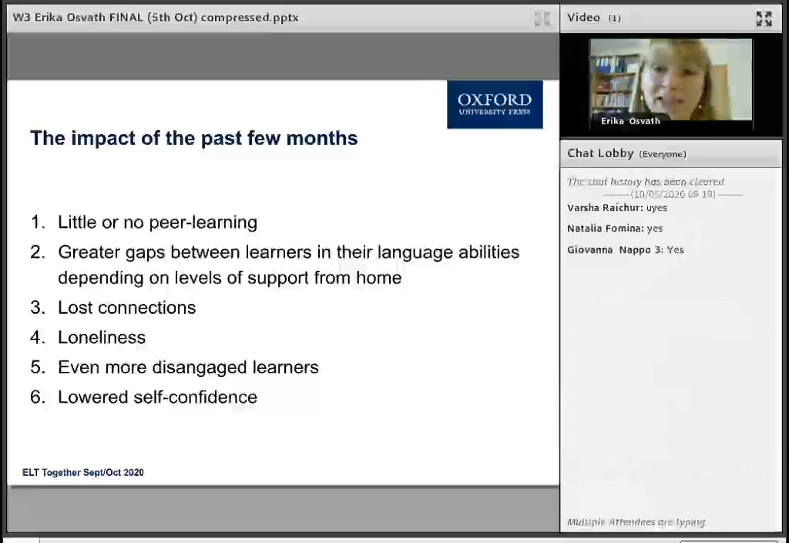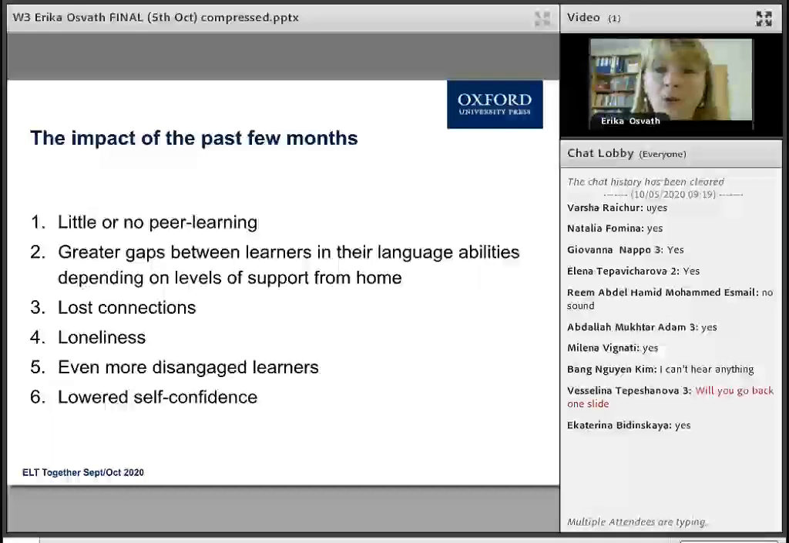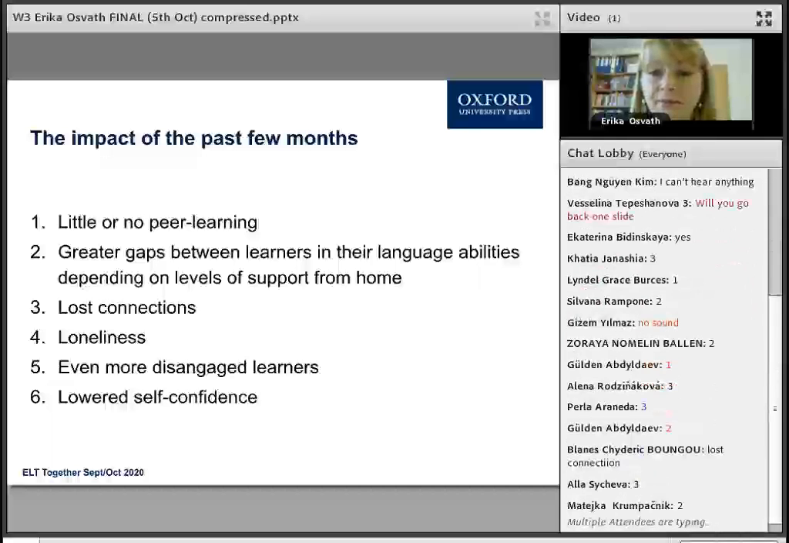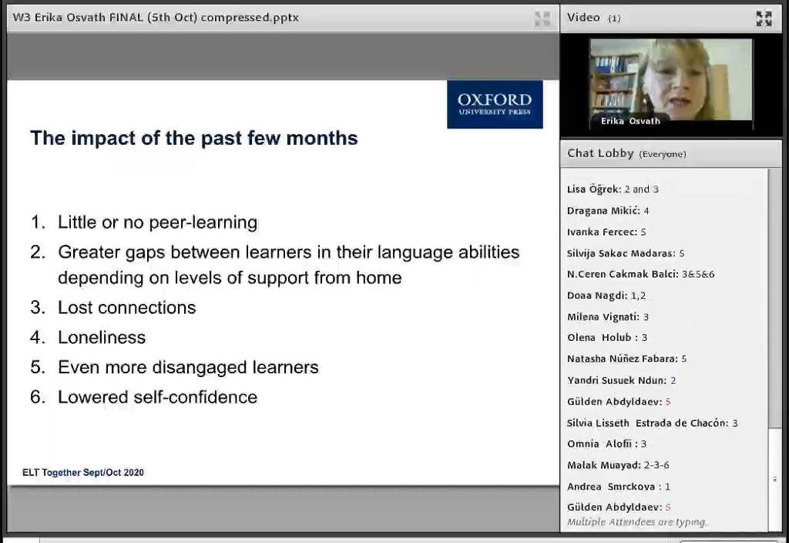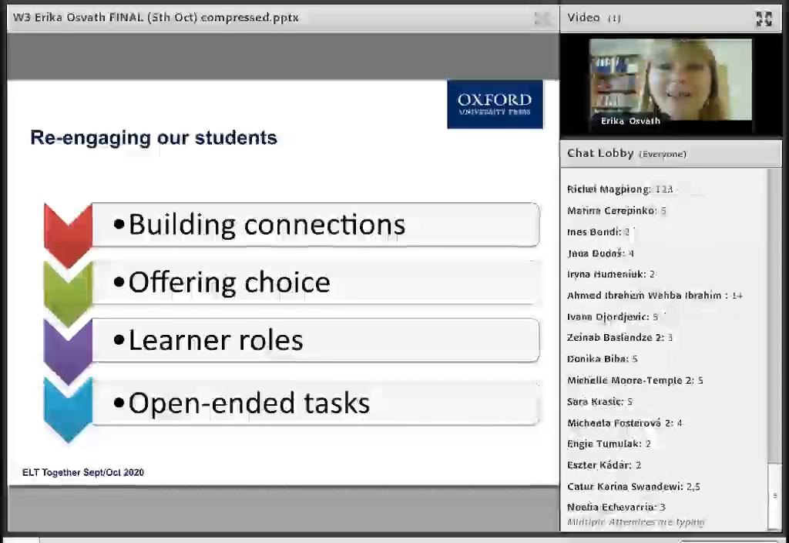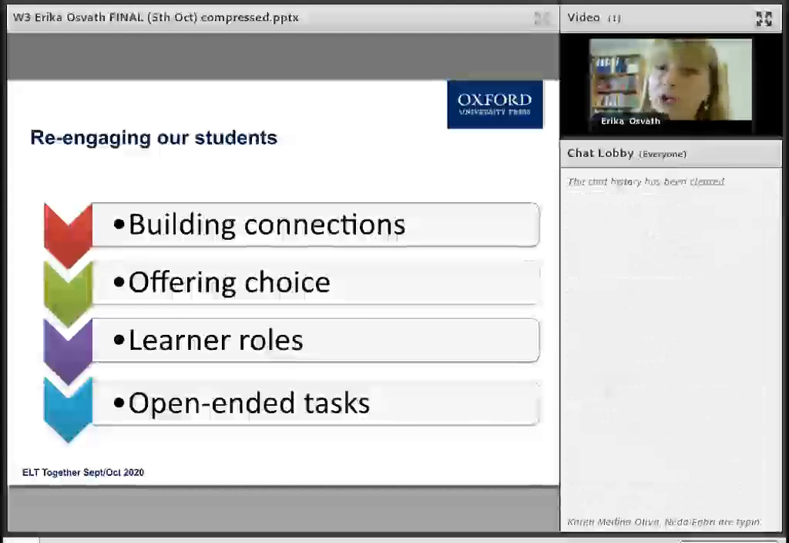So these are some of the things that teachers have told me, how they were impacted, or their students have been impacted by the online learning during the pandemic. Which one was true for you while you were teaching? Number three, Katya, for you three. Number two. I see. Yeah. Okay.